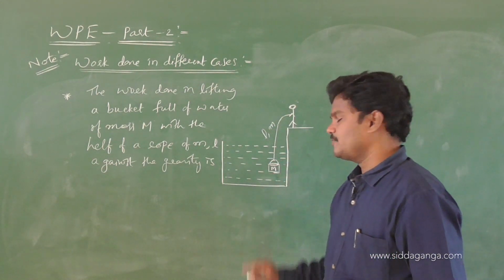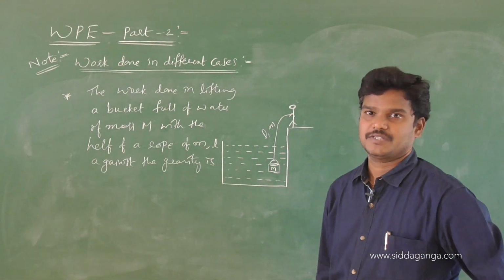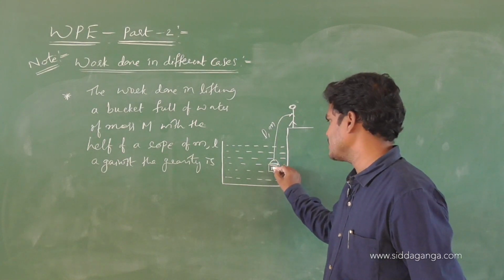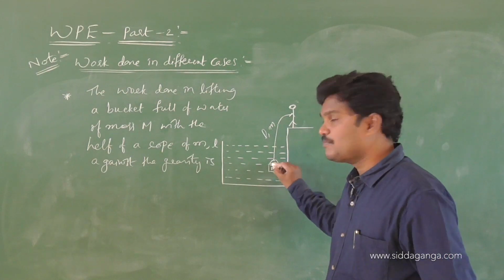Here, a bucket full of water is considered as a point mass. So the total mass of this bucket full of water is concentrated here. This is considered as a point mass.